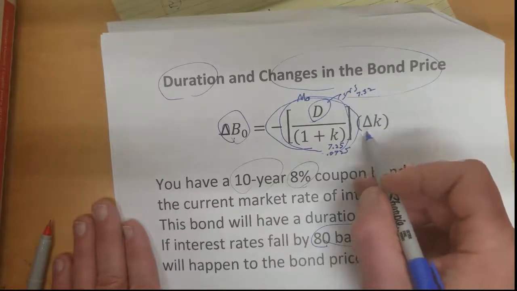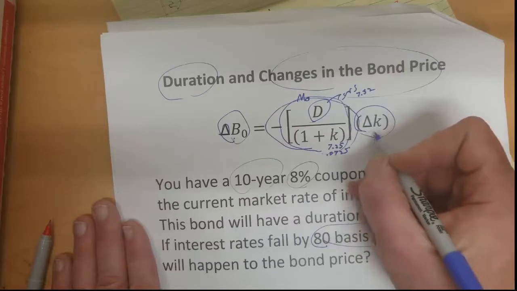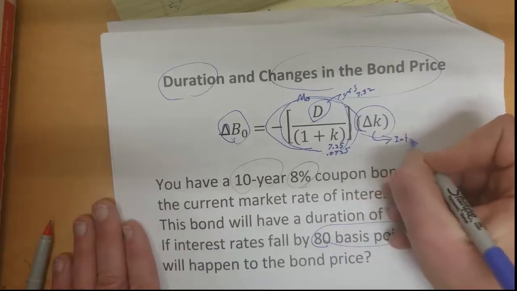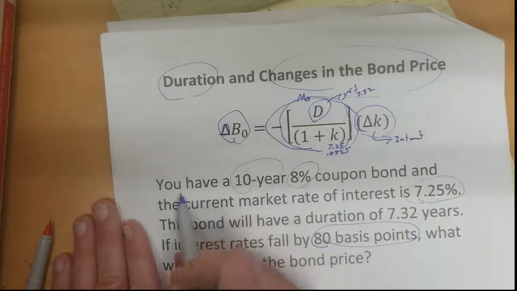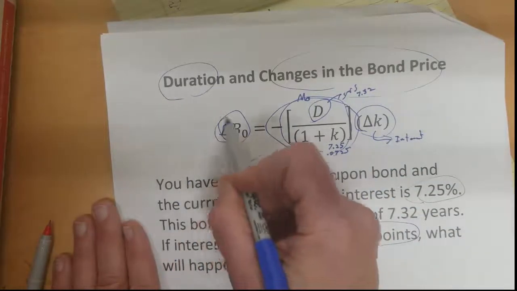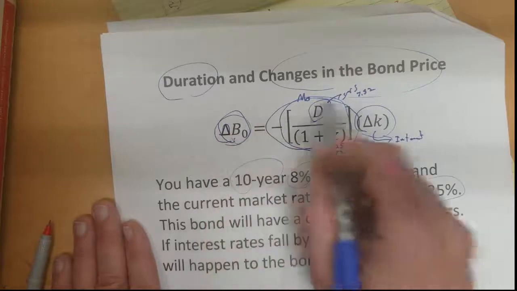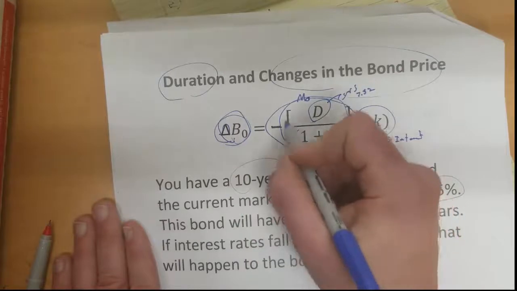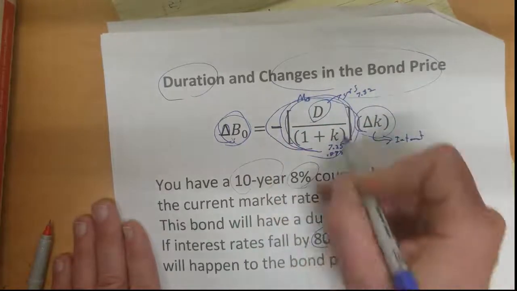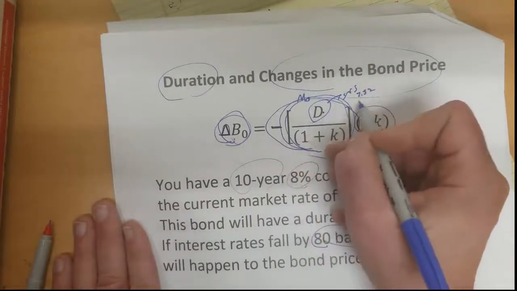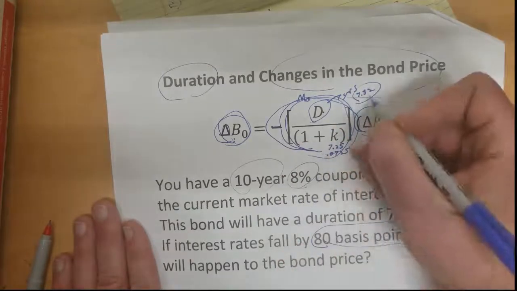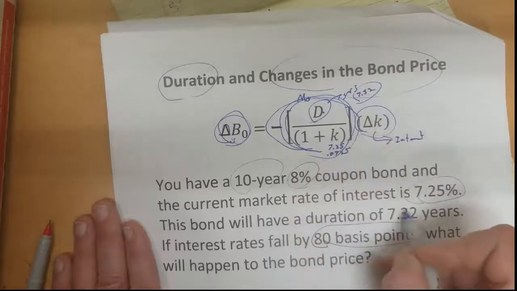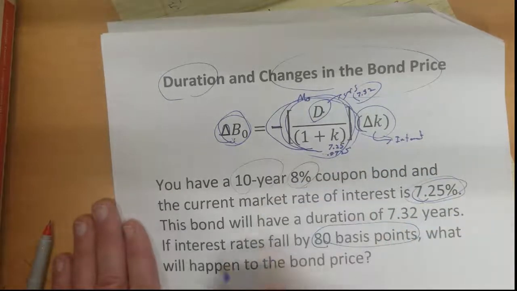This is also in terms of the change in the interest rate. When we read this, it asks how much the bond price changes. Here's the formula: there is a negative modified duration, which is Macaulay duration in years, 7.32, over 1.0725. I'll post this.